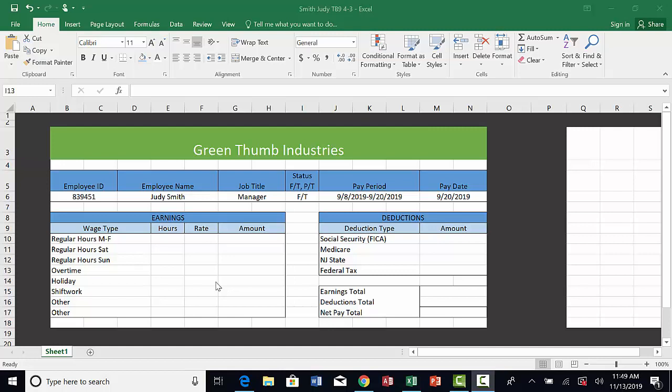Your employee worked Monday through Friday for 2 weeks. In addition, the employee worked 1 day of overtime and 1 holiday, all in the same pay period. Put your cursor in cell E10.